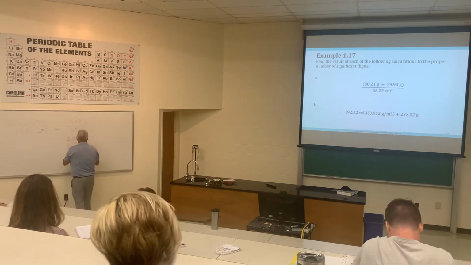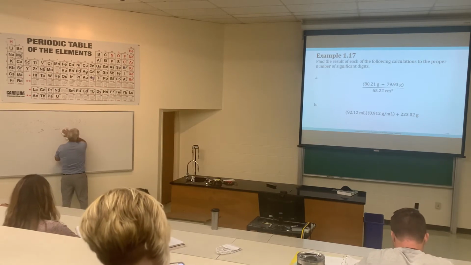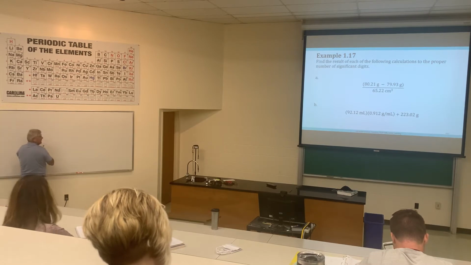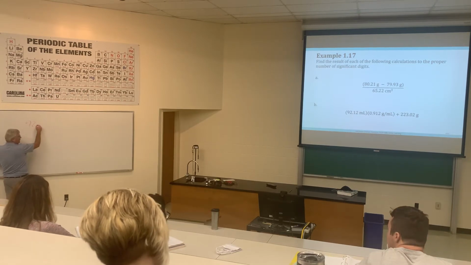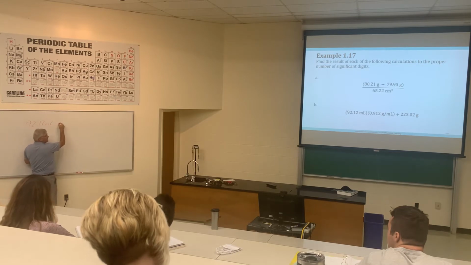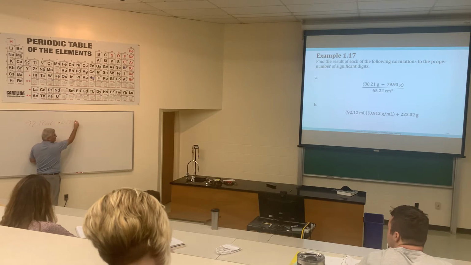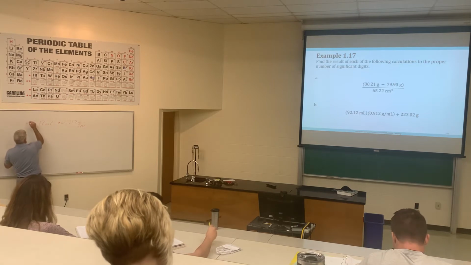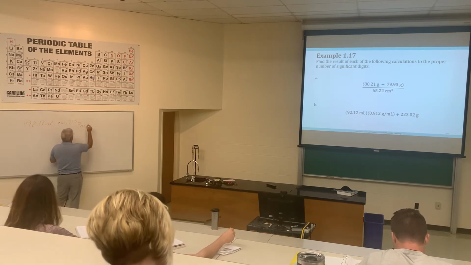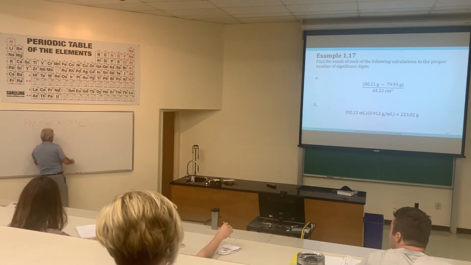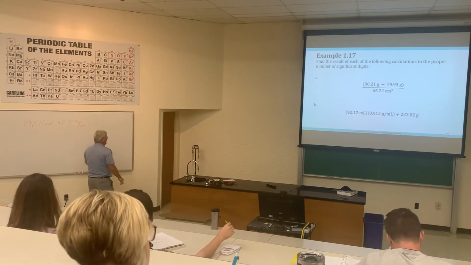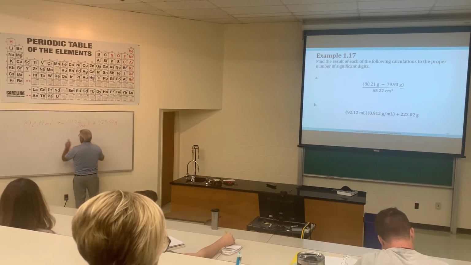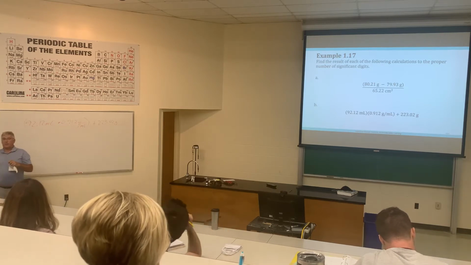What are you going to do first? Multiply. And so we're going to take 92.12 milliliters times 0.912 grams per milliliter. That's going to give us grams per units. And then we're going to add plus 223.02 grams.